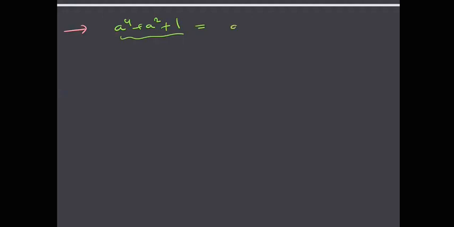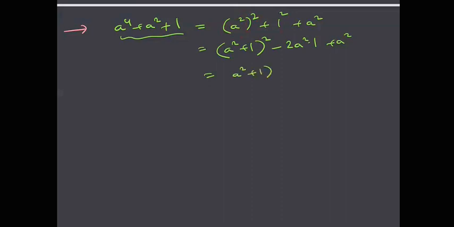So see, a power 4, I am writing it as a square whole square plus 1 plus a square. Fine. So now 1 I can write it as 1 square. So it is a square plus b square. So this is a plus b whole square minus 2ab, right? A square plus b square is a plus b whole square minus 2ab. So this is a square plus 1 whole square minus 2a square plus a square. It is minus a square.